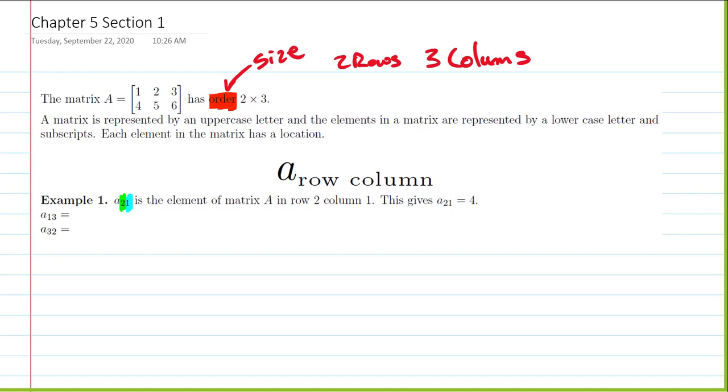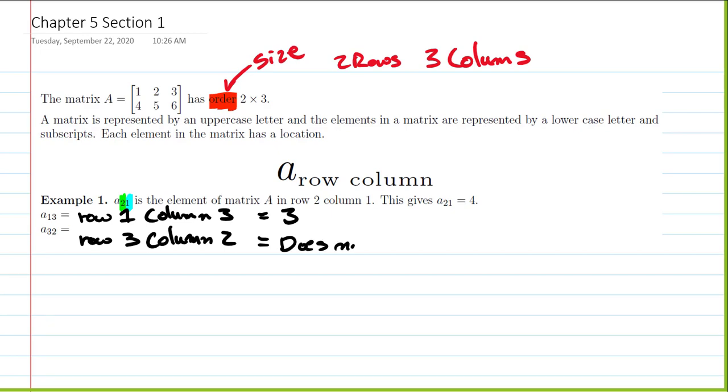So if we look at our next example, it says, well, what is A13? Well, it's asking me, what's in row 1, column 3? So row 1, column 3 is going to be equal to 3. And our last one is row 3, column 2. And you say, hey, wait a second. How many rows does matrix A have? It only has 2. So are there any elements in row 3? No, because it does not exist. A has only 2 rows. So we need to be a little bit careful when we're doing this.